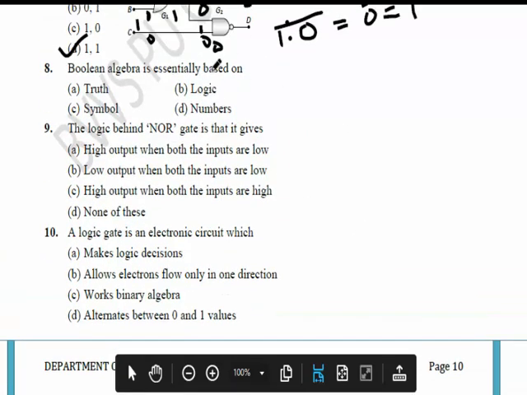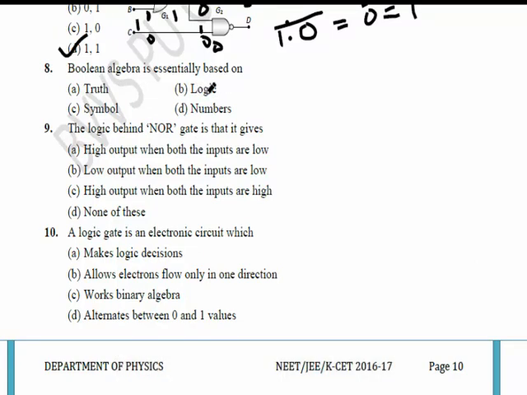8th, the Boolean algebra is essentially based on logic gates. So option B is correct. The logic behind the NOR gate: it gives y equal to (a plus b) bar. High output when both inputs are low.